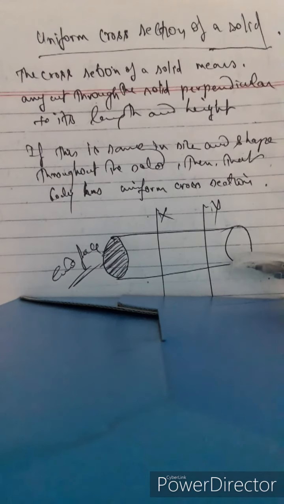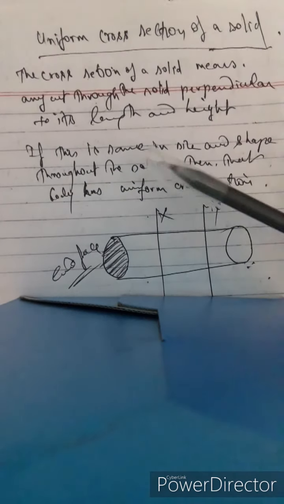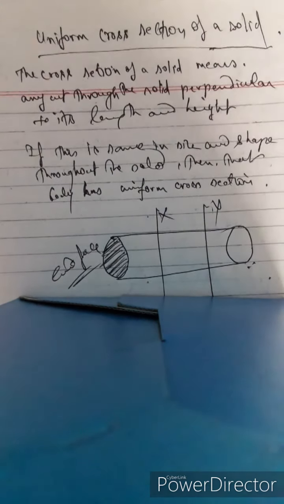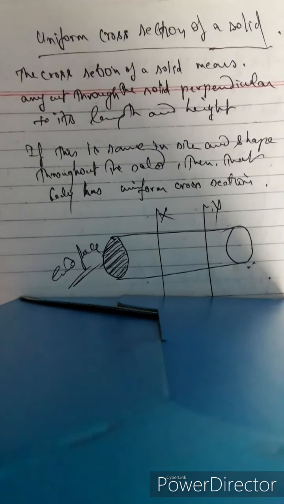So see, this is the length of the solid. X and Y are cut perpendicular. Any cut through the solid which is perpendicular to its length and height is known as cross section of a solid. We'll see it later. If this cut which is made in the solid is the same in shape and size throughout the solid, then that solid body is said to have a uniform cross section. All right.